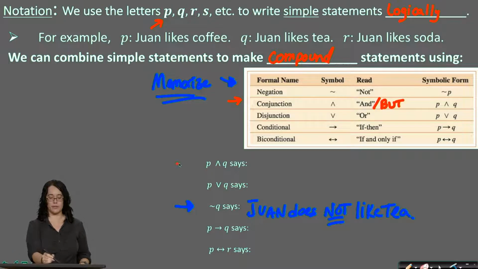Let's take a look at our first practice application with this, P and Q, with our statements, Juan likes coffee, Juan likes tea, and Juan likes soda. What would P and Q mean? Well, you could say Juan likes coffee and Juan likes tea, but most people would shorten that, right? They would just say Juan likes coffee and tea.